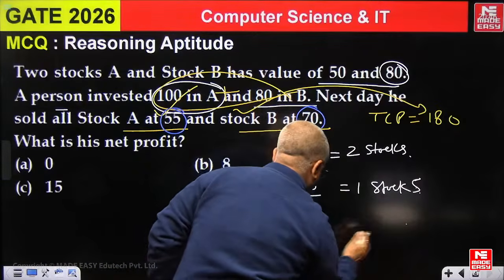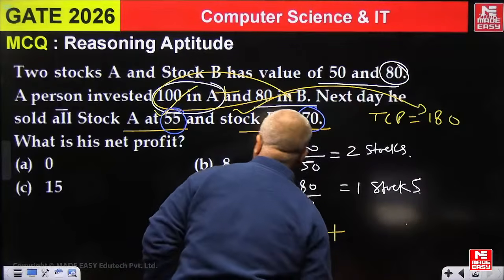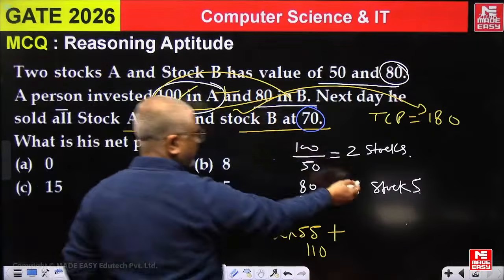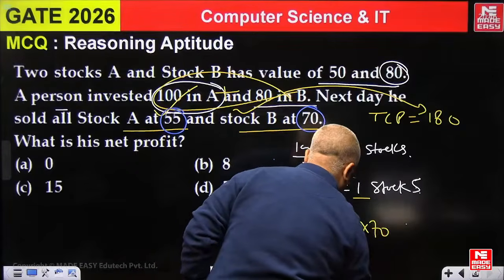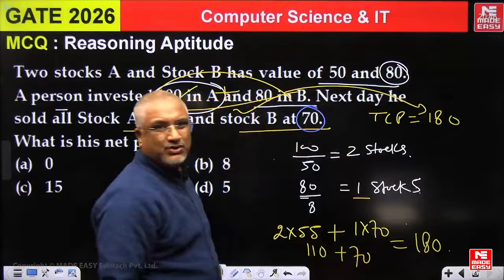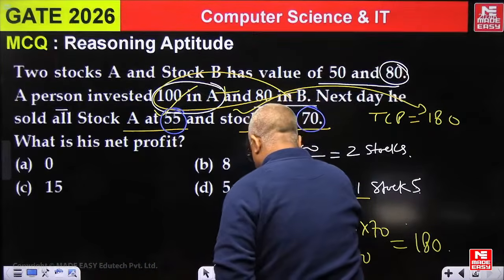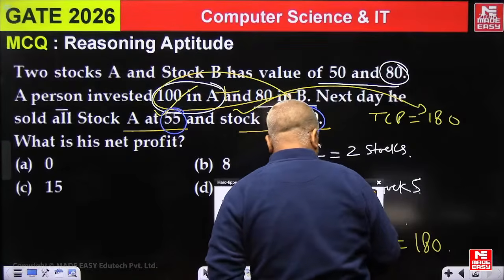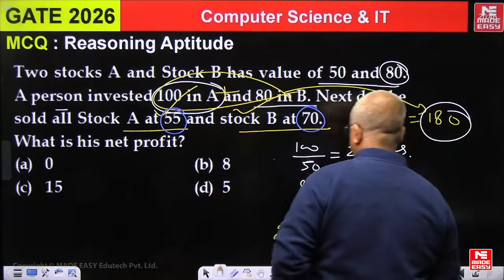2 stocks at the rate 55 each, that will be 110, and one stock at 70. So 1 into 70 is equal to 70. That gives 180. Was such a question there? I really have my own doubt about it, but one of the students sent me this. That is the only question that was available. So we have here 180, we have here 180.